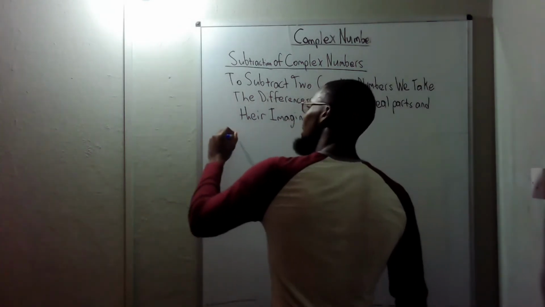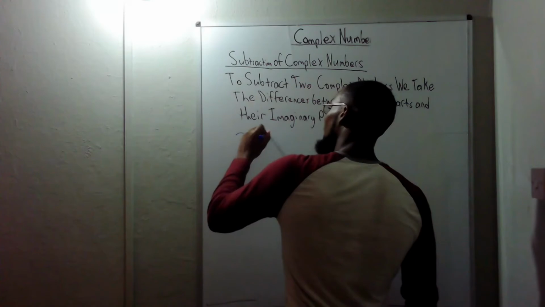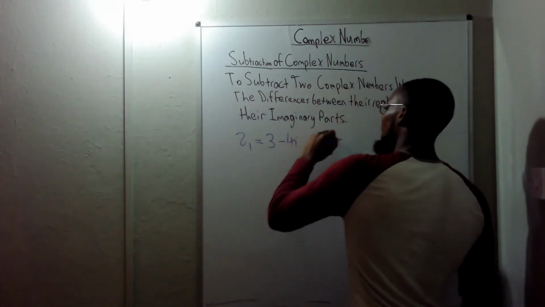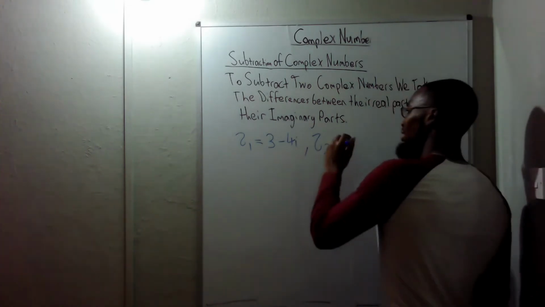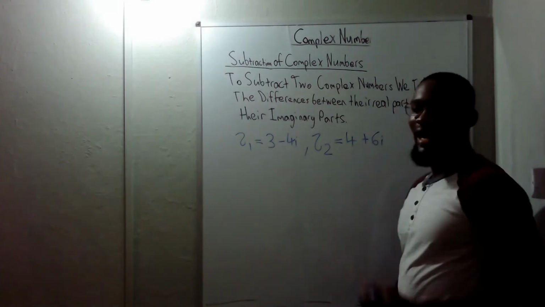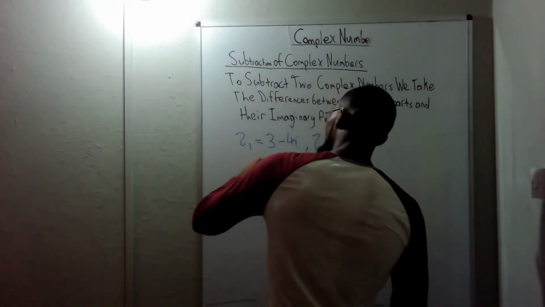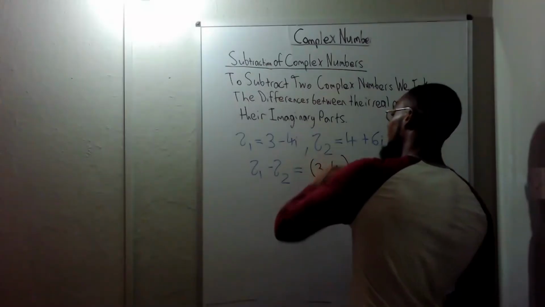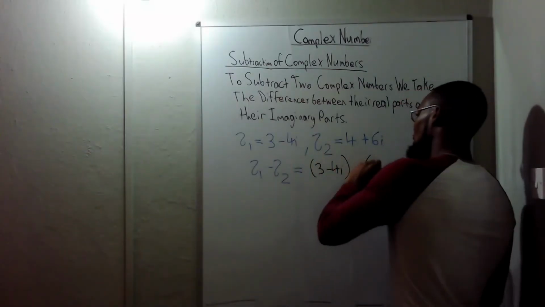So let's say z1 is 3 minus 4i and z2 is equal to, let's say, 4 plus 6i. And then they ask you to find out z1 minus z2. Again, go ahead and attempt it. Alright, now z1 minus z2 is just going to be 3 minus 4i minus z2, which is 4 plus 6i.